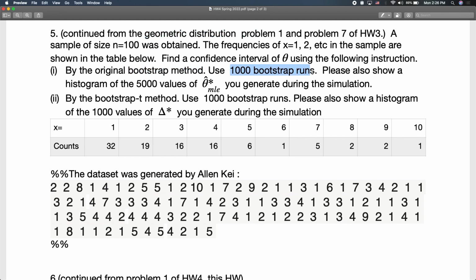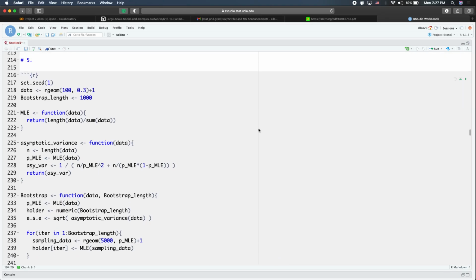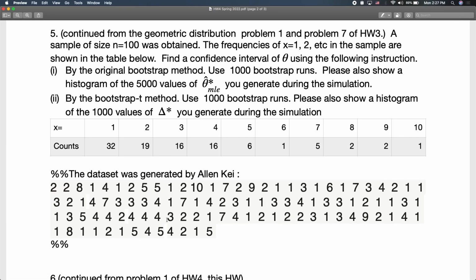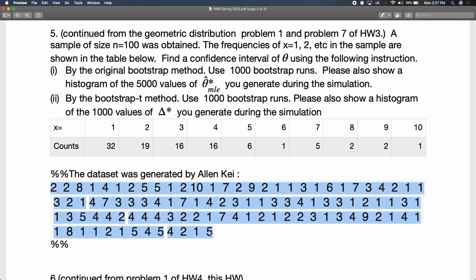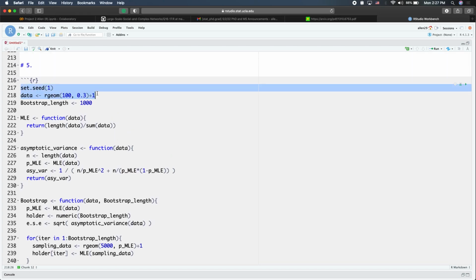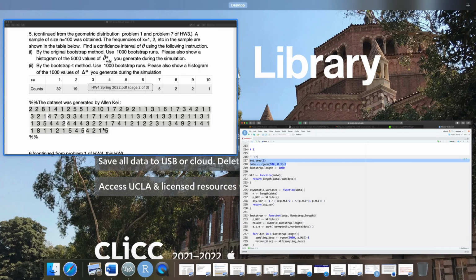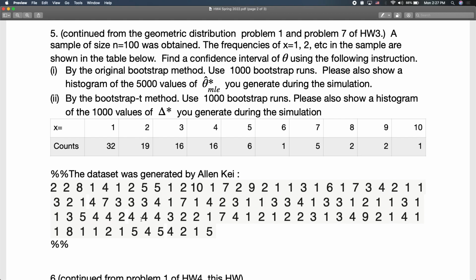So we need 1,000 runs, and in each of them we generate 5,000 values, so we need to generate 5,000 values of the theta MLE. One thing is that when you calculate the MLE, you probably need to use this data set here. I think I generated this data using seed set to 1, so you can double check. If you run these two lines, you should also get the same numbers as here. Just make sure you use the same data points to estimate your MLE first.